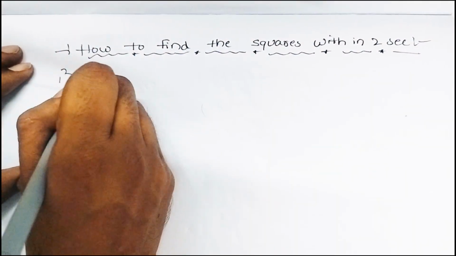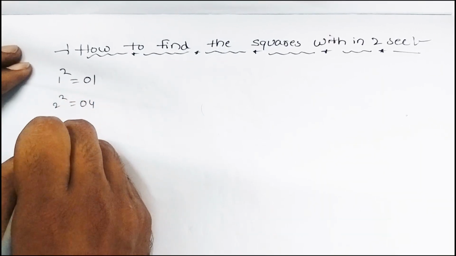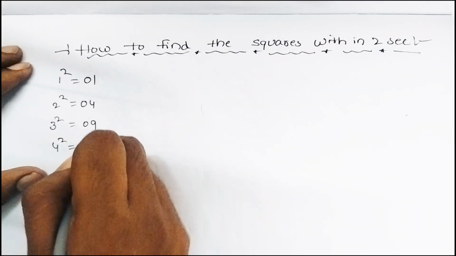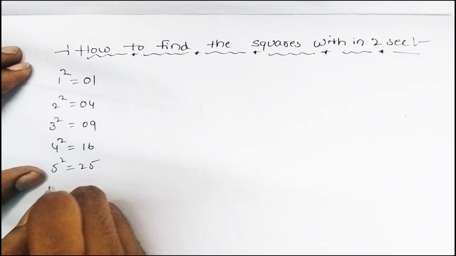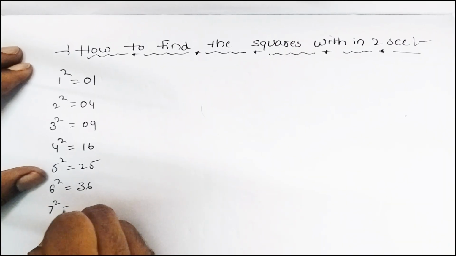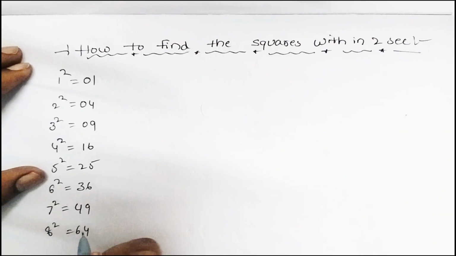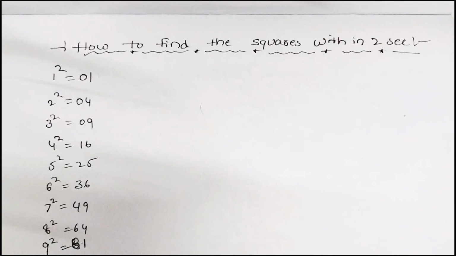1 square is 01, 2 square is 04, 3 square is 09, 4 square is 16, 5 square is 25, 6 square is 36, 7 square is 49, 8 square is 64, and 9 square is 81. Let us discuss the trick.